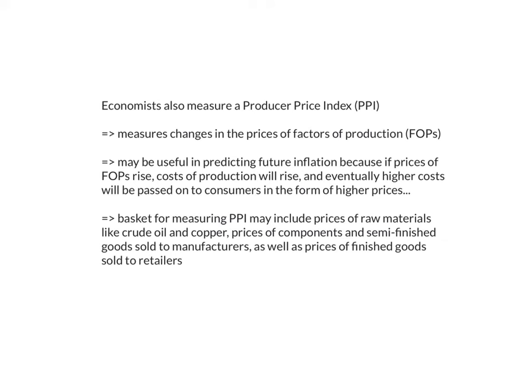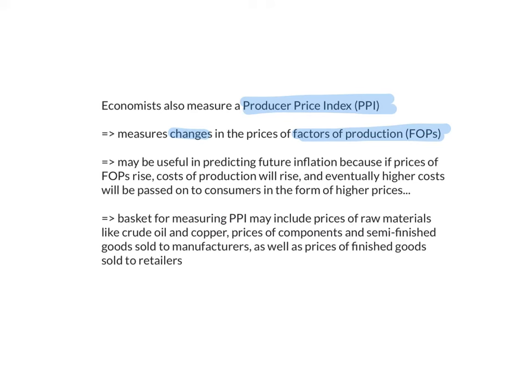Another index that economists use and find very helpful is the producer price index. So economists will also measure something called a producer price index, PPI. This measures changes in the prices of factors of production. So it focuses more on the production side of things as opposed to the consumption side of things. The CPI, the Consumer Price Index, focuses on the consumption patterns of an average household. The PPI focuses on the production patterns because producers will employ factors of production.